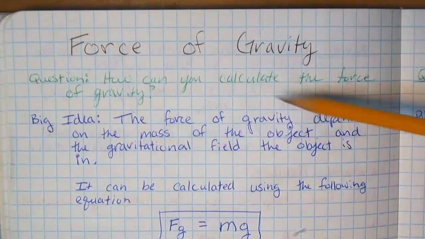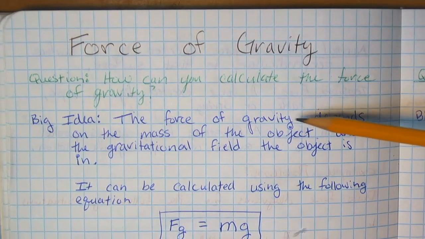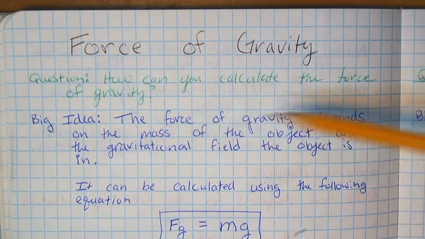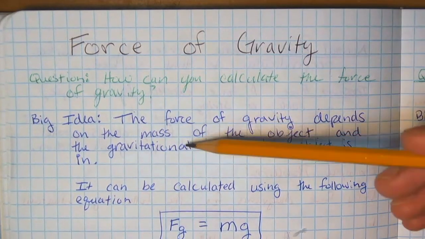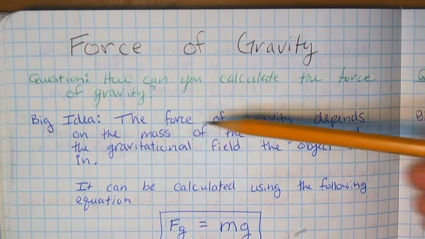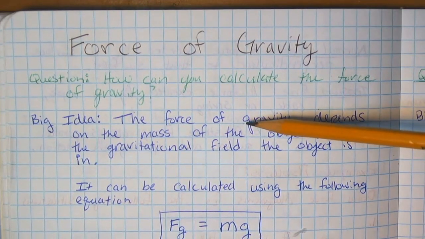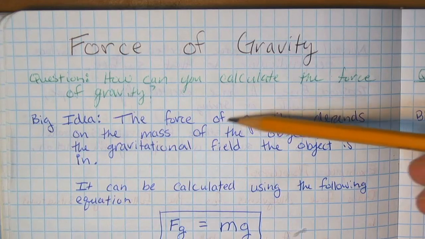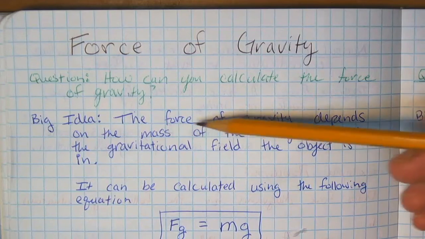The force of gravity, which is also called the weight, depends on the mass of the object. Weight and force of gravity are the same thing. So remember that mass is different than weight. Mass is the amount of stuff that you have, versus weight or force of gravity, which is how much the Earth pulls down on you, or any planet pulls down on you.